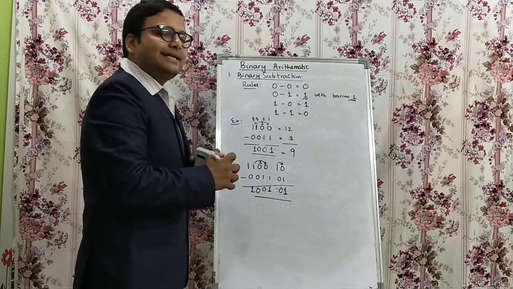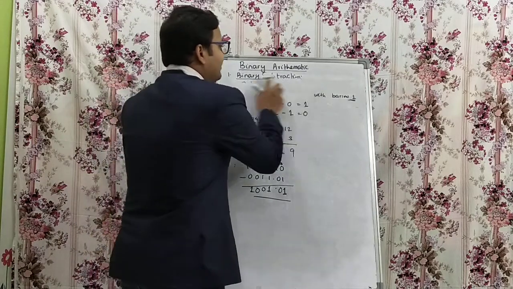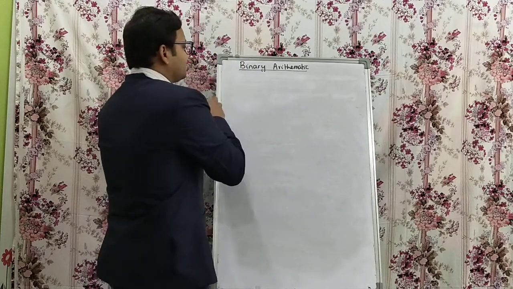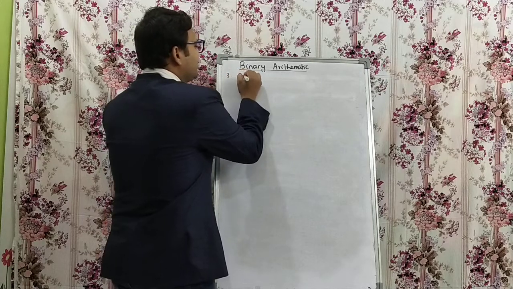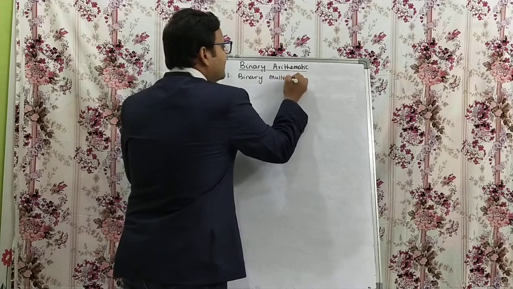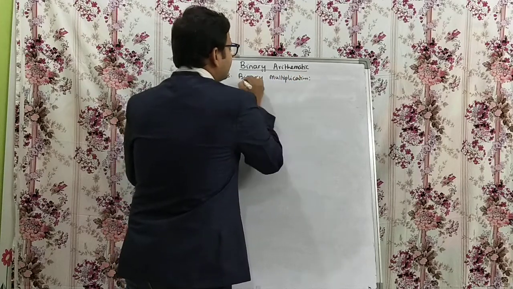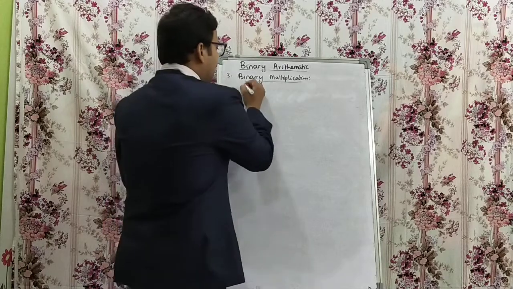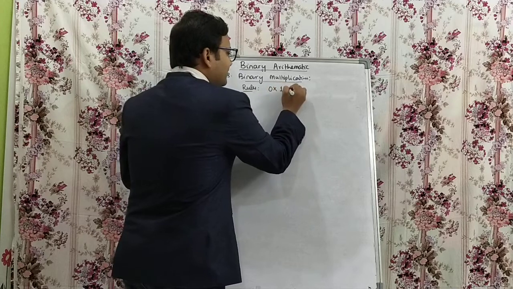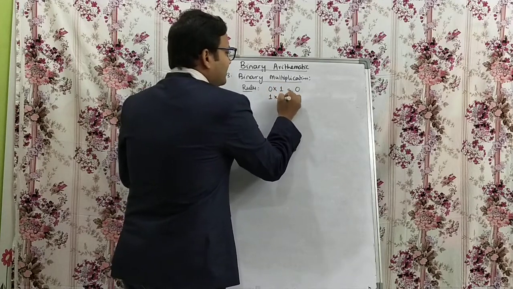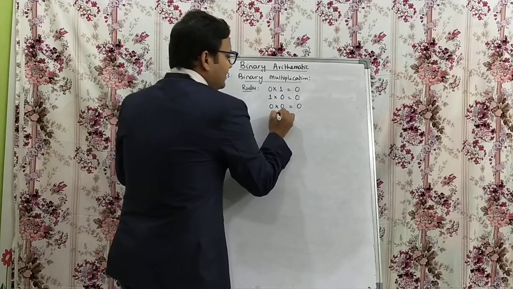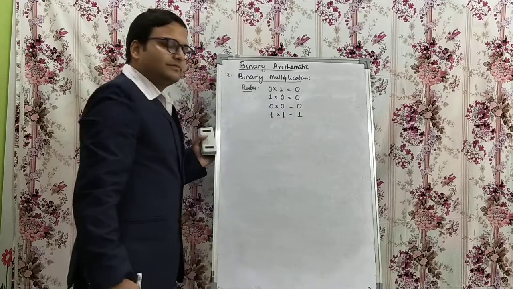So this is called binary subtraction. Now we'll see another arithmetic. Third one, which is actually binary multiplication. So in binary multiplication also we have to follow certain rules. 0 multiplied with 1 is 0, 1 multiplied with 0 is 0, 0 multiplied with 0 is 0, 1 multiplied with 1 is 1. So this is the fundamental rule.